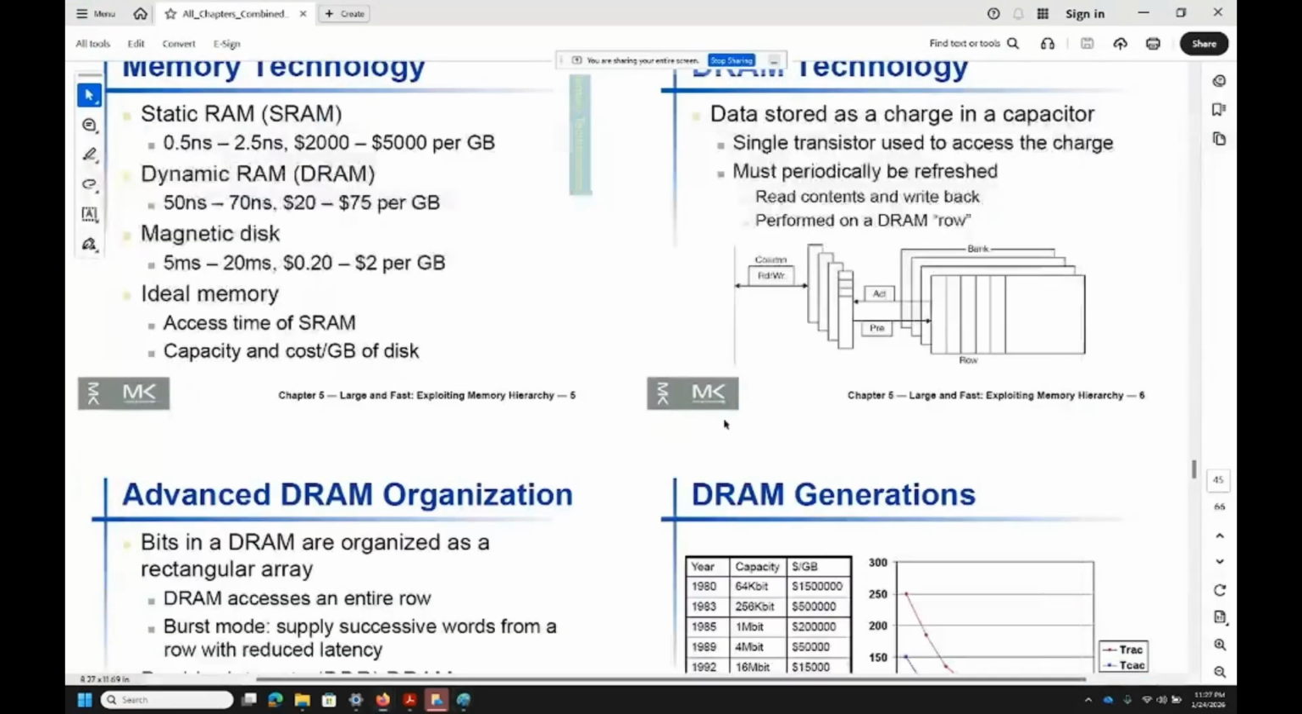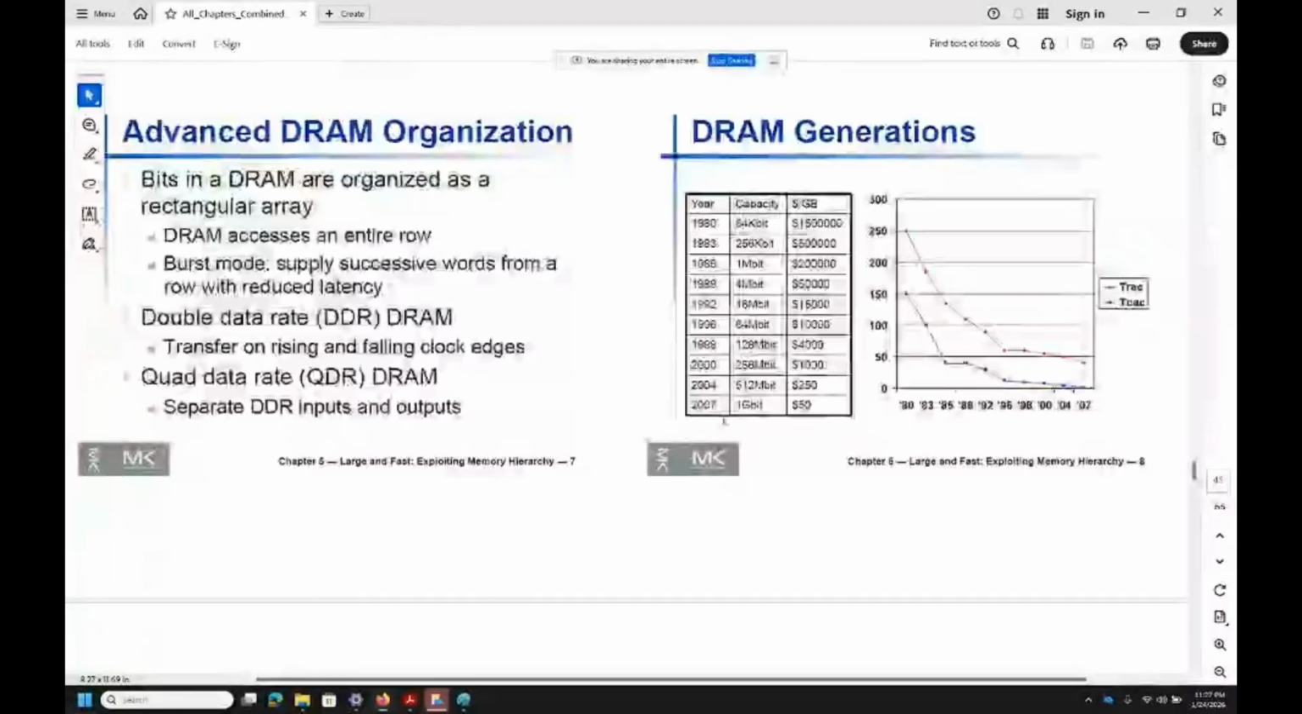There's also QDR, which has separate inputs and outputs, but that's not important. All RAM today is DDR. DDR stands for double data rate, and the RAM itself stands for random access memory.